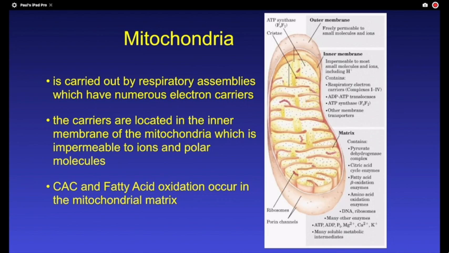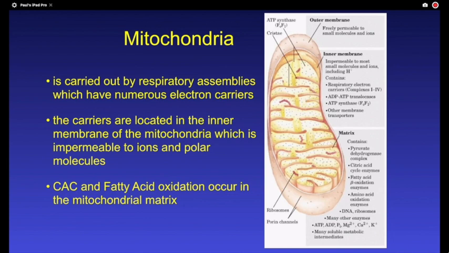So the mitochondria is where we're looking, carried out by what we call the respiratory assemblies. They really are proteins that are embedded in the membrane, in the inner membrane of the mitochondria. And what we're going to do is control the flow of both ions and polar molecules across these membranes so that we can create one more energy pool and use it to power the synthesis of ATP.